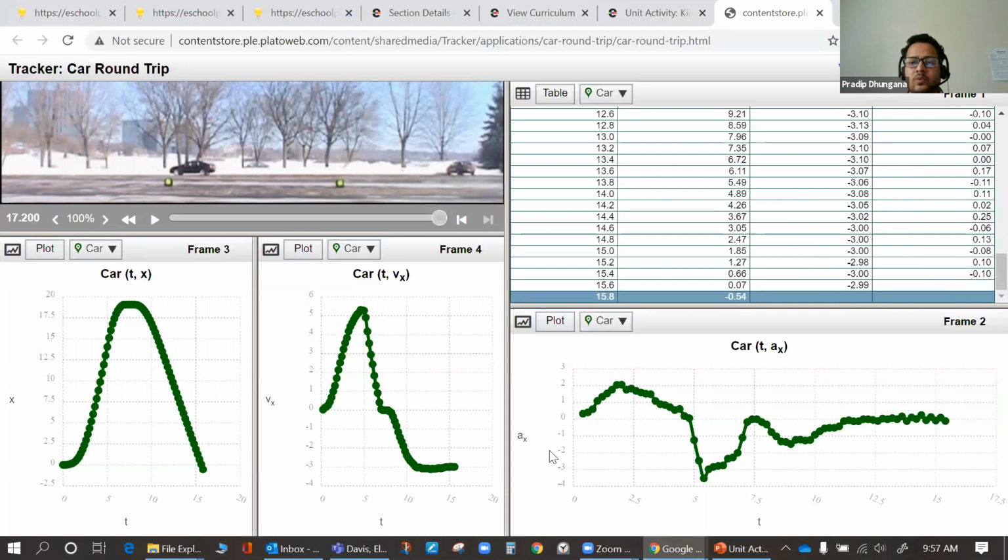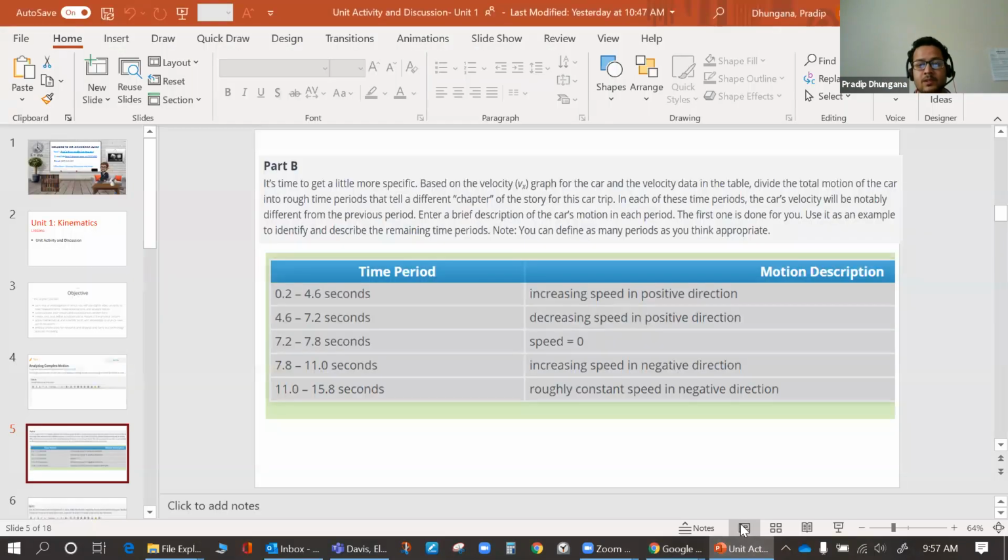In that way, we can break the graph into different time sections. Let's go back here. So we can see that from 0.2 to 4 seconds, the car is increasing speed in a positive direction. In that way, we can describe the motion of the car. And then 4.6 to 7.2 seconds, decreasing speed in a positive direction. Let's check that one. So you can explain in that way in part B.